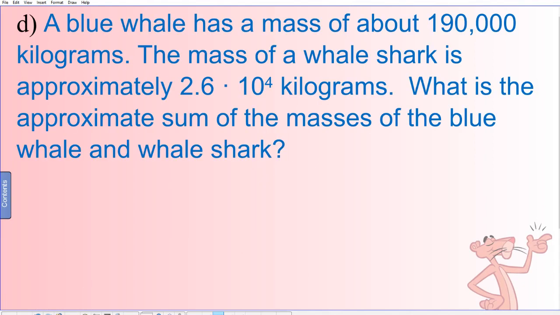A blue whale has a mass of about 190,000 kilograms. The mass of a whale shark is approximately 2.6 times 10 to the 4th kilograms. What is the approximate sum of the masses of the blue whale and whale shark? Okay, so try that problem on your own. When you are ready to continue, hit play, and we will go through it together.